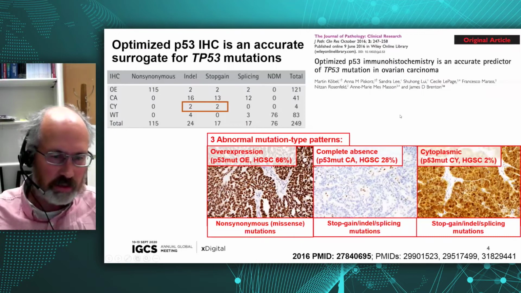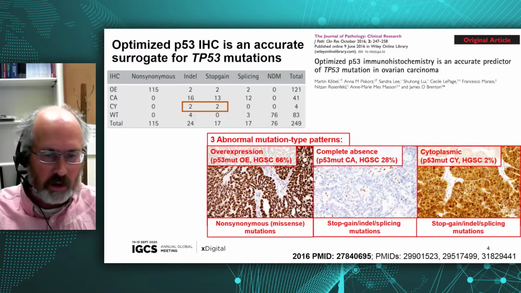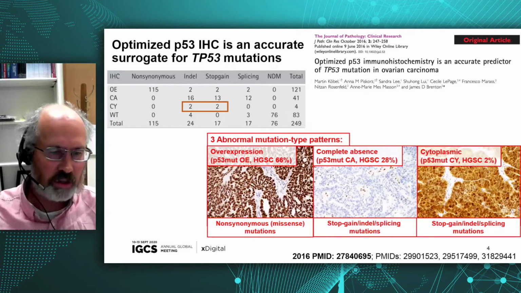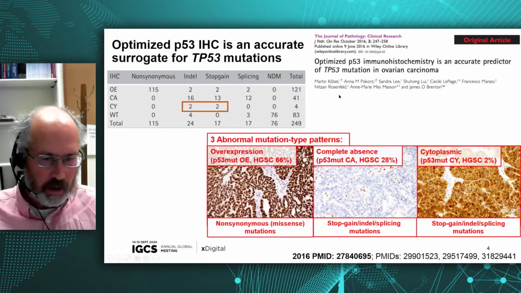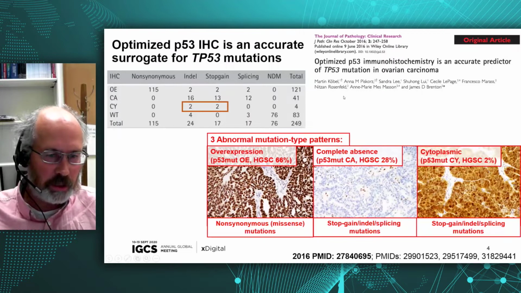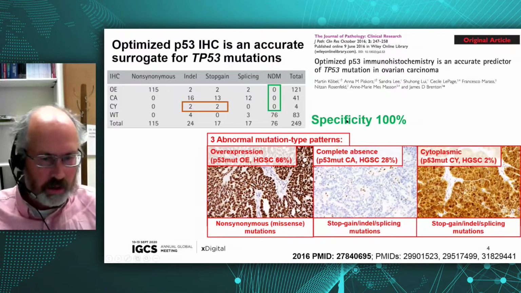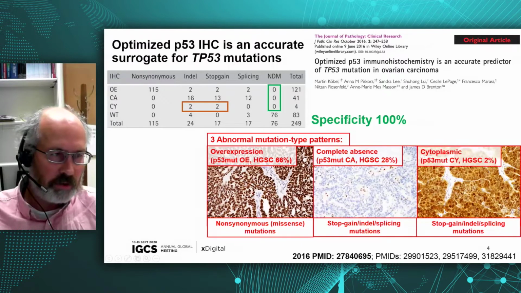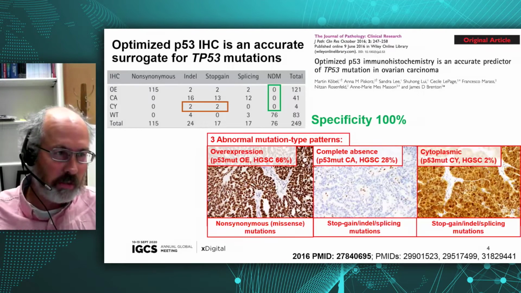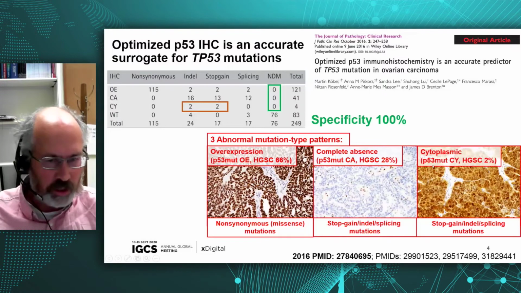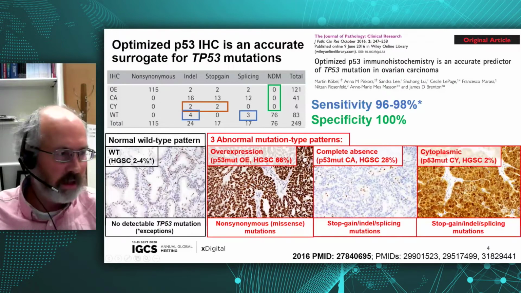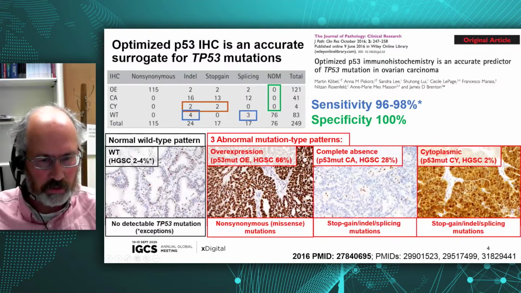In the same year, there was another seminal paper that showed that optimized P53 IHC can accurately predict the presence of P53 mutations. This study defined 3 abnormal patterns that correlated with specific types of P53 mutation, including the uncommon cytoplasmic pattern that occurs in 2% of high-grade serous carcinomas. Abnormal mutation type patterns predict the presence of P53 mutation with 100% specificity in this study. In other words, if you see one of those patterns, there must be a mutation present. This is to be contrasted with no mutation detectable in the control cases.